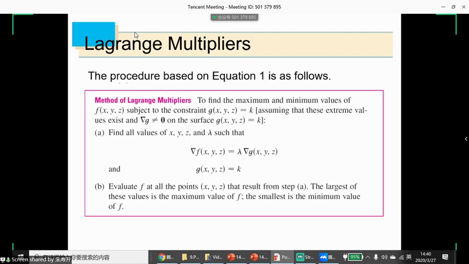Based on equation 1, here is the method of Lagrange multipliers. This is the method to find the maximum or minimum value of f subject to the constraint g. The first step is to find the values of x, y, z and lambda such that gradient of f equals lambda times gradient of g, and g equals k. The second step is to evaluate f at all the points that result from step 1. The largest is the maximum value and the smallest is the minimum value. The important step is the first step.